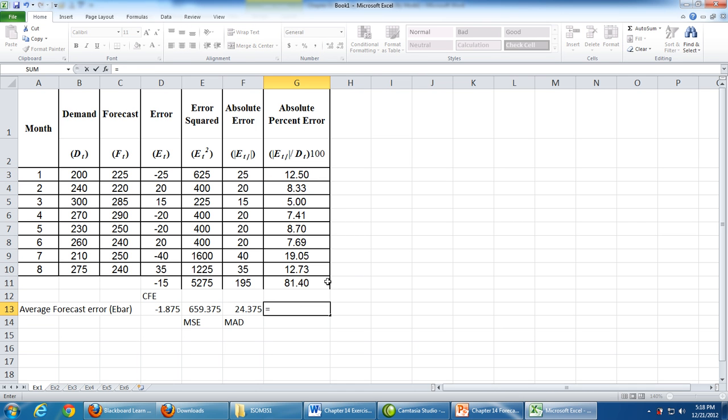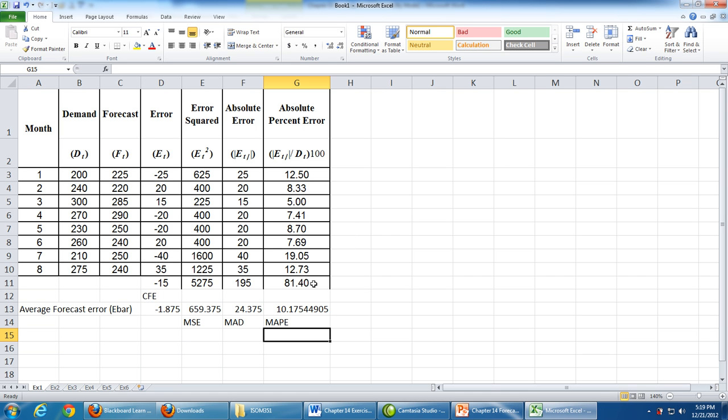Okay, then we take the number divided by 8 to take an average. We call that mean absolute percent error, or MAPE. Okay, so this is called forecast error indexes. Okay, we can also find out how to find the standard deviation.